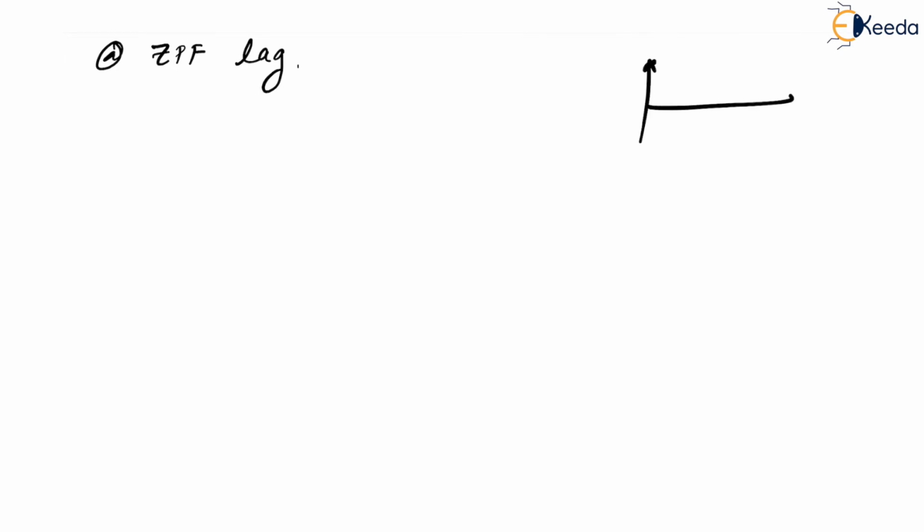What do you mean by ZPF lag? Basically, your voltage and current relationship. This is voltage, correct? So this is voltage. Then here comes your current. Start exactly after 90 degrees. So this becomes your current. And the angle between voltage maximum and the current maximum is going to be exactly 90 degrees, correct?